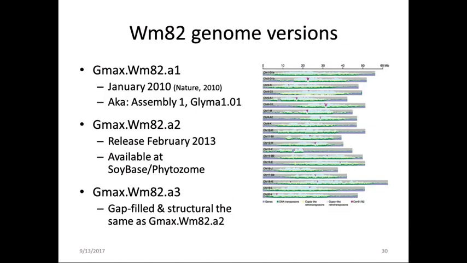So just to clear up confusion, we first had 1 that was released in 2010, and then 2 came out in 2013 and is available as Soybase and Phytozome. And then 3 was released by HudsonAlpha. Basically, it's the same structure as Glycine max version 2, but it's just gap-filled. So, clear up that confusion. Now the next one's going to be 4.